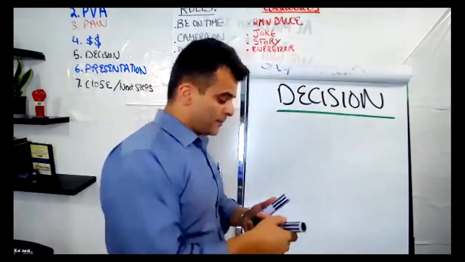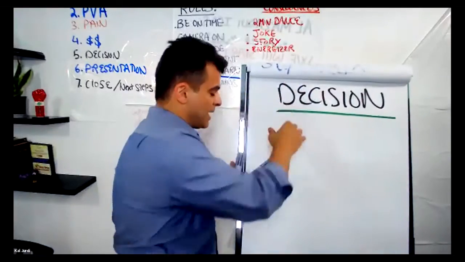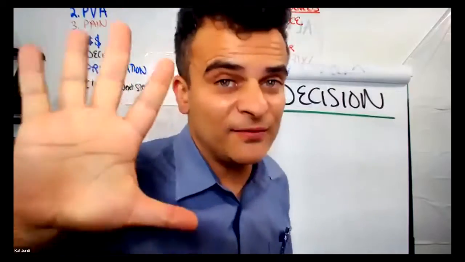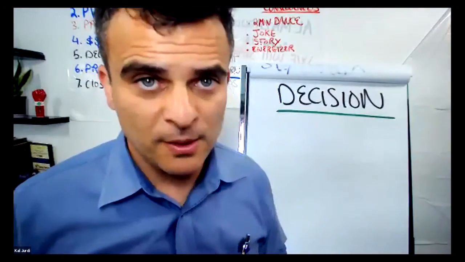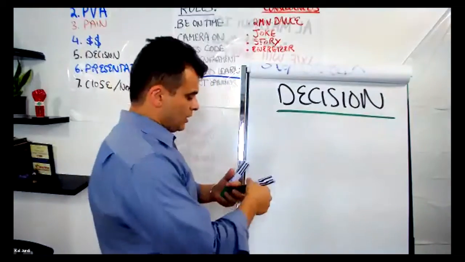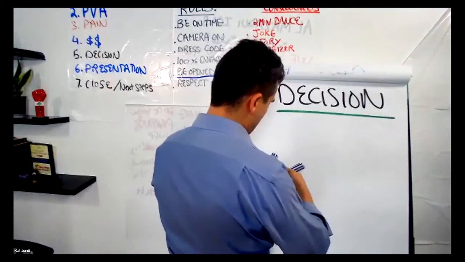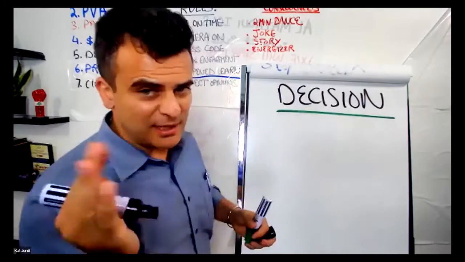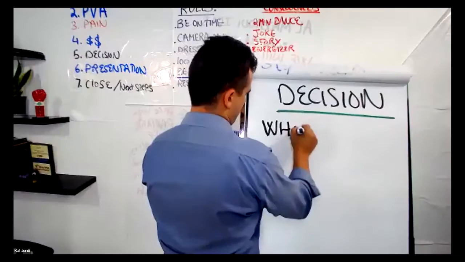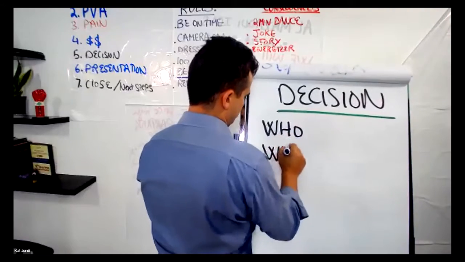So for that purpose, in the decision step, what you're going to do is ask the 5 W's and an H. They teach this in journalism. So we're going to do this, the 5 W's and H. Yell them out. What do you think the 5 W's are? Who, where, when, why, and how.